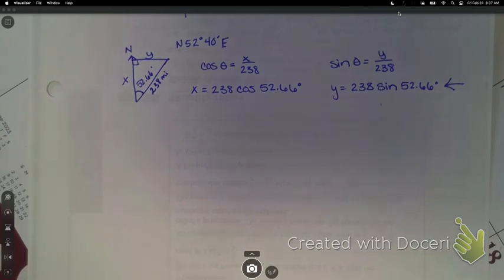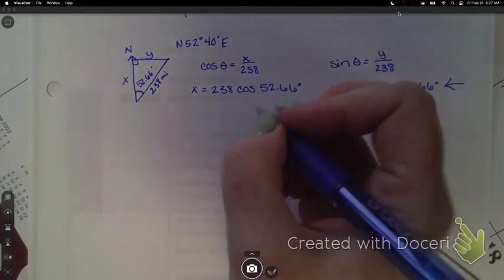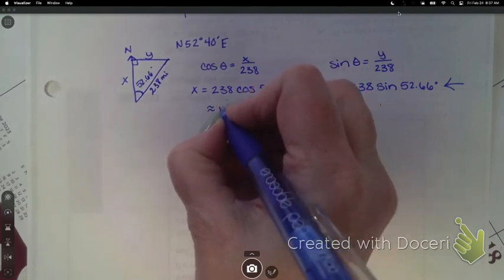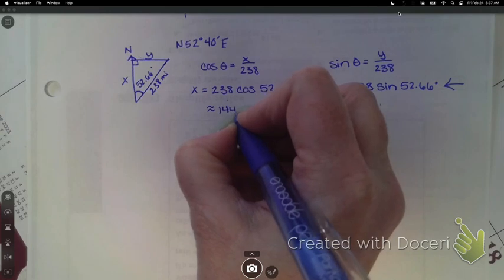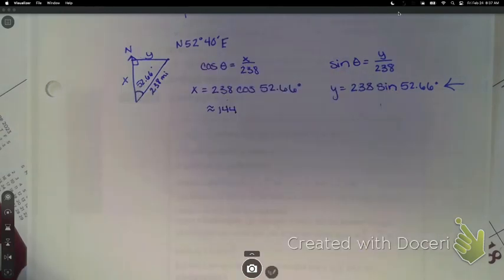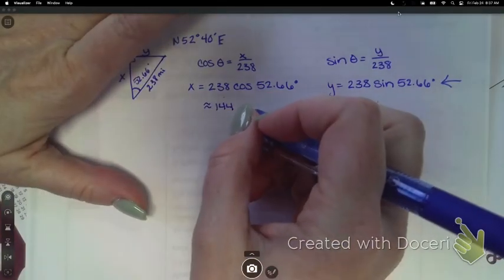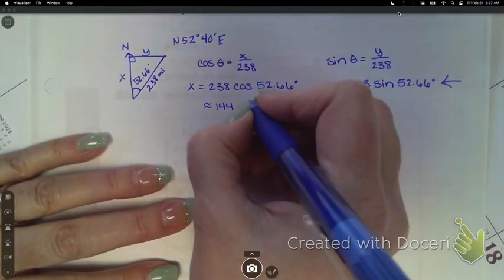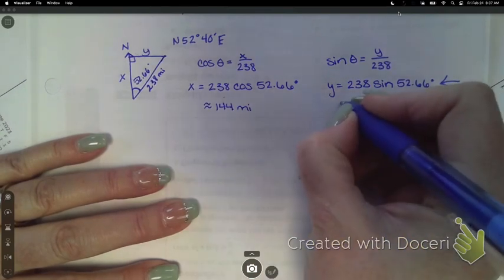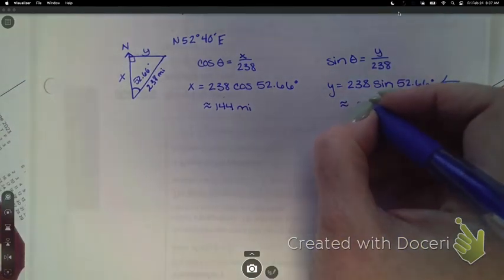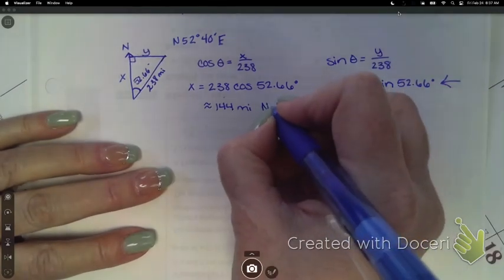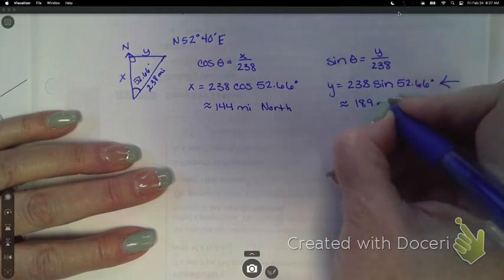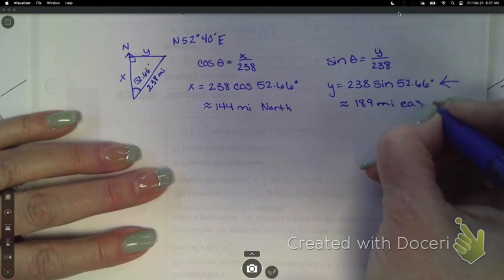Okay, now if you put those in your calculator, you should get approximately 144 miles north and 189 miles east. Did you get that?